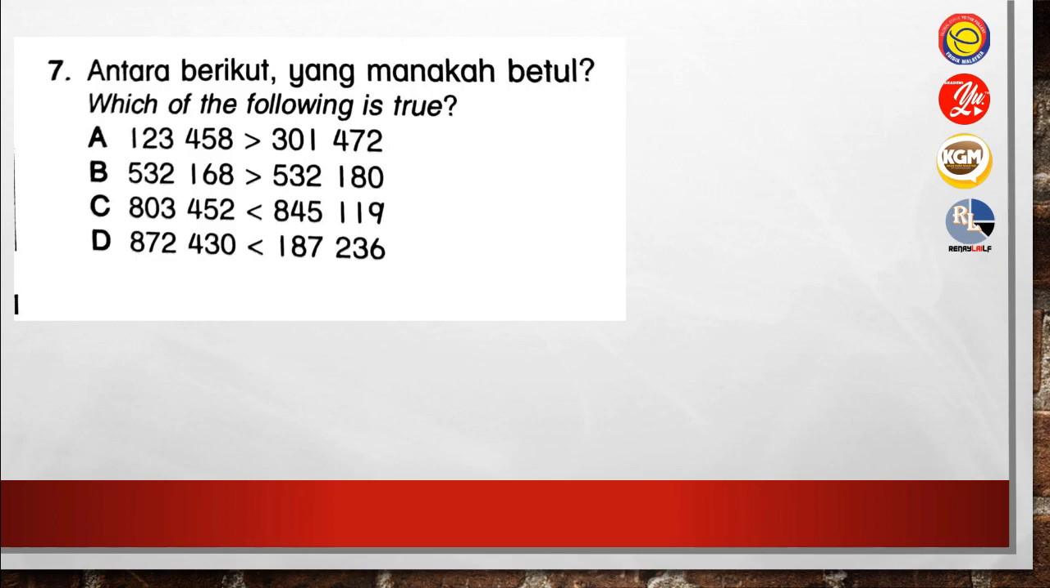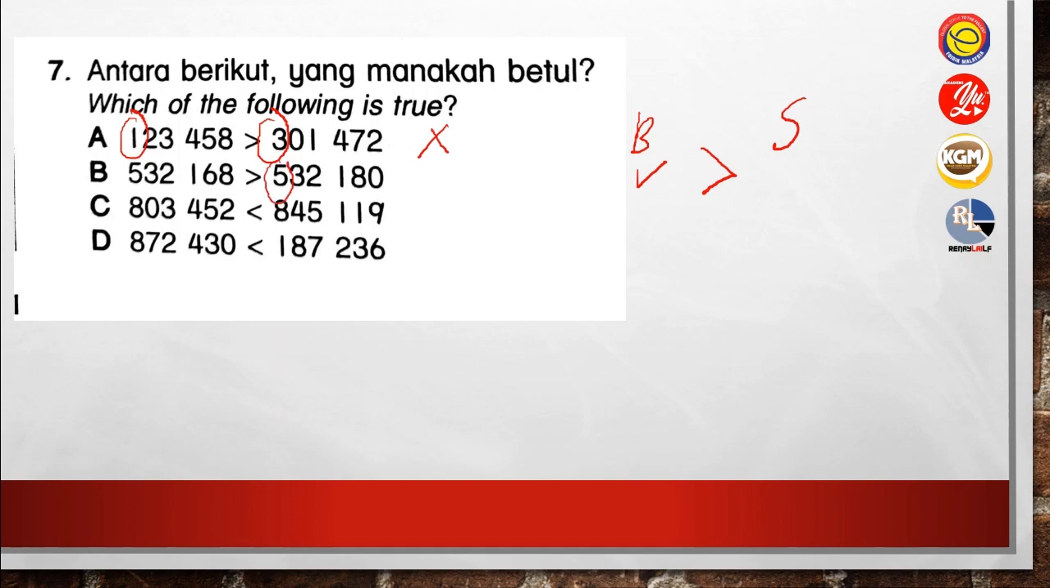Question number 7. Which of the following is true? A, 123,000. We always teach you to look at the first digit of the number. Which one is bigger? 3 is bigger than 1, so 423,458 is bigger and 123,000 is smaller. So A is wrong.